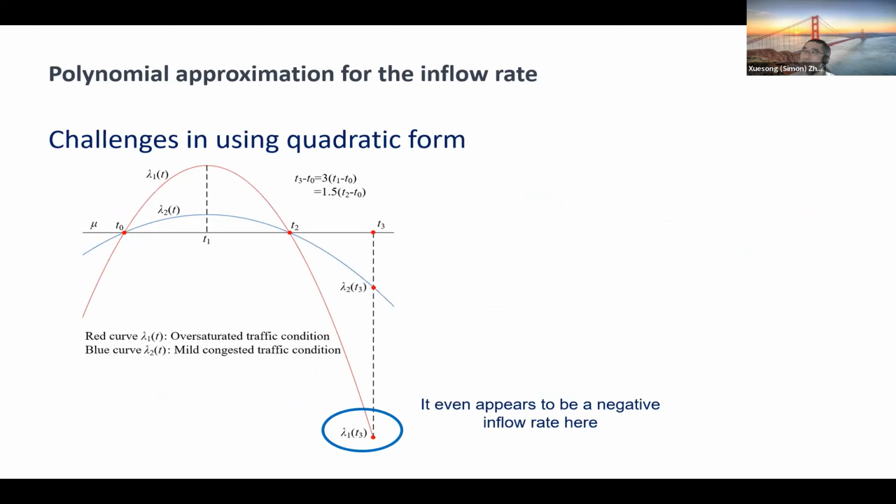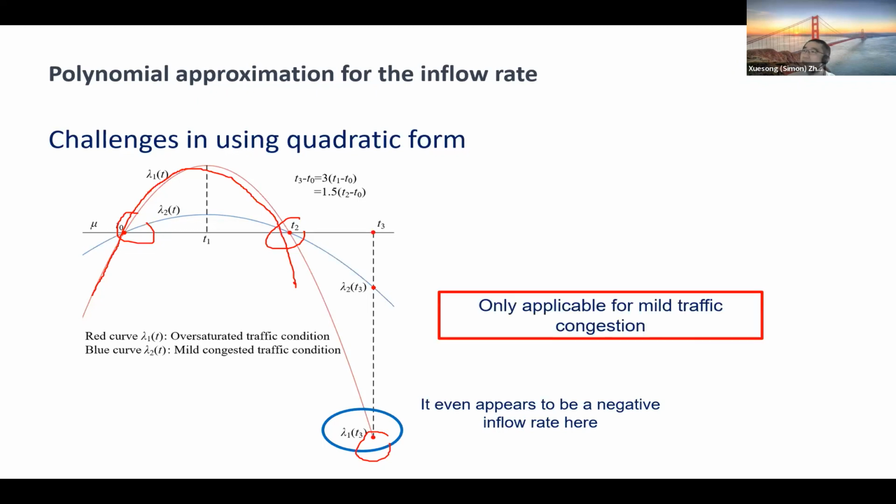The reason is, if we simply use a quadratic term, as you can see, this is a quadratic arrival rate, T0, T2, and T3. T3 is the ending time of the Q. We might have a negative inflow. And also the arrival rate as a quadratic form is not easy for us to approximate many dynamics in real life. It seems to us this arrival rate of quadratic form is only usable for mild traffic congestion.